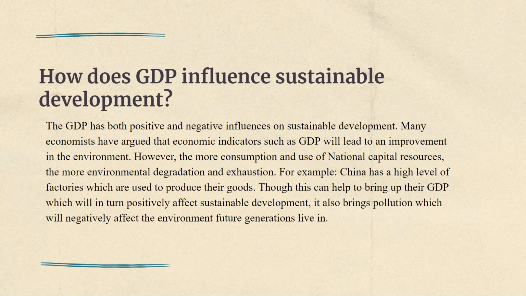For example, China has a high level of factories which are used to produce their goods. Though this can help to bring up their GDP, which will in turn positively affect sustainable development, it also brings pollution, which will negatively affect the environment future generations live in.